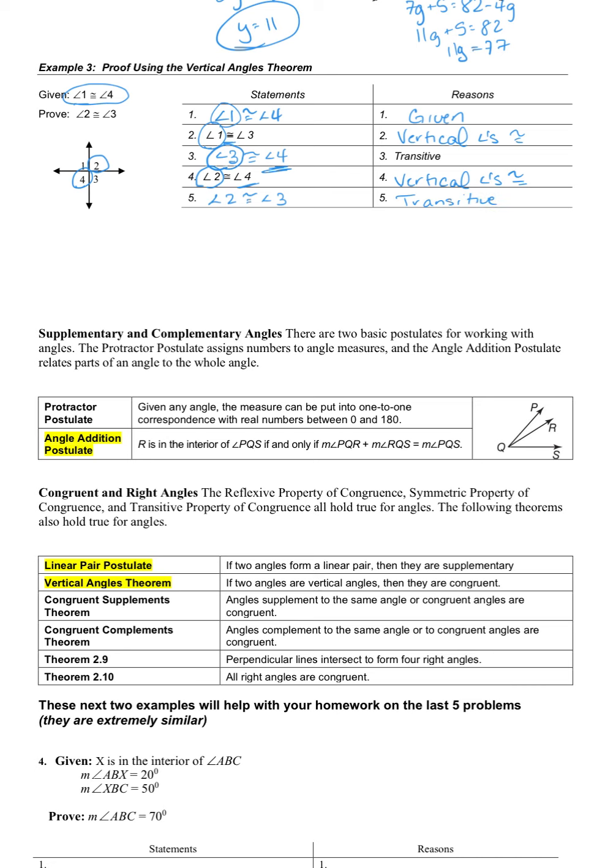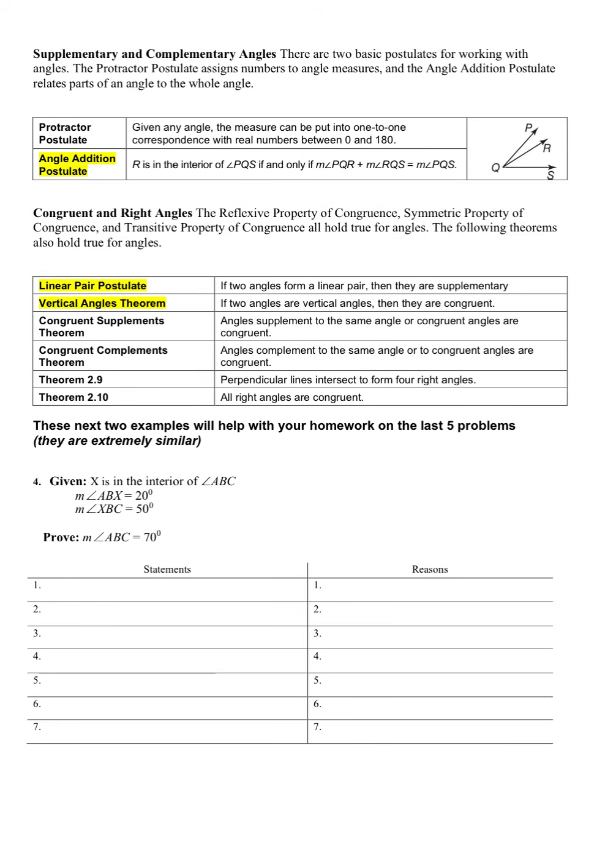So that one was just a basic proof to walk you through the vertical angles theorem. All right, the next several things just deal with different theorems that we can use in our proofs. I highlighted the most important ones. So angle addition and segment addition that we used yesterday are both there. And then we've got the linear pair postulate and the vertical angles theorem. The other ones you might see occasionally, but those are the biggies.